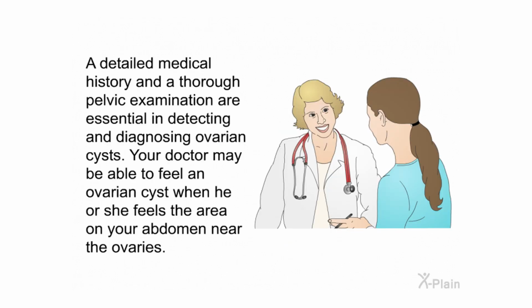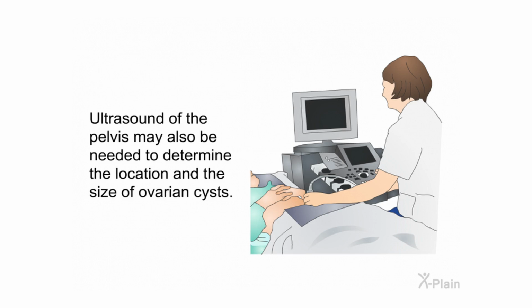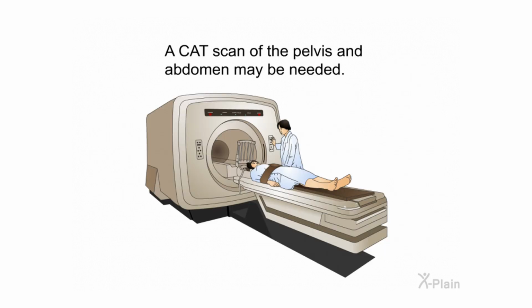Diagnosis. A detailed medical history and a thorough pelvic examination are essential in detecting and diagnosing ovarian cysts. Your doctor may be able to feel an ovarian cyst when he or she feels the area on your abdomen near the ovaries. Ultrasound of the pelvis may also be needed to determine the location and the size of ovarian cysts. A CAT scan of the pelvis and abdomen may be needed.